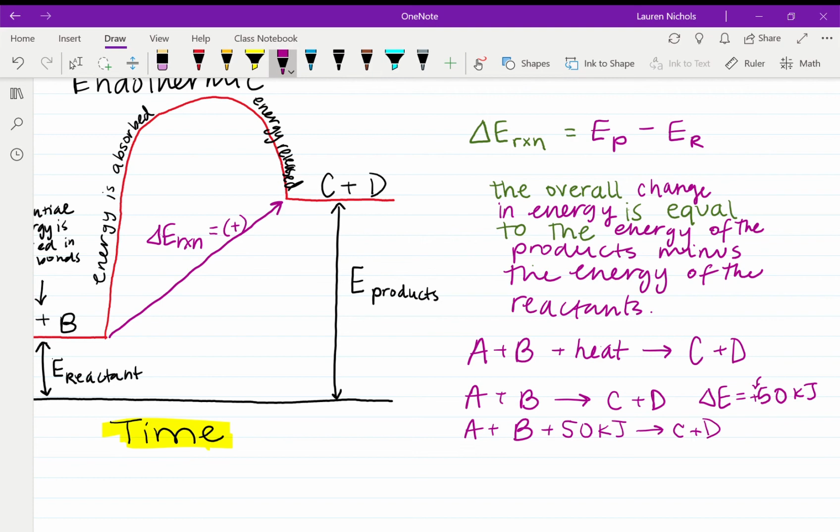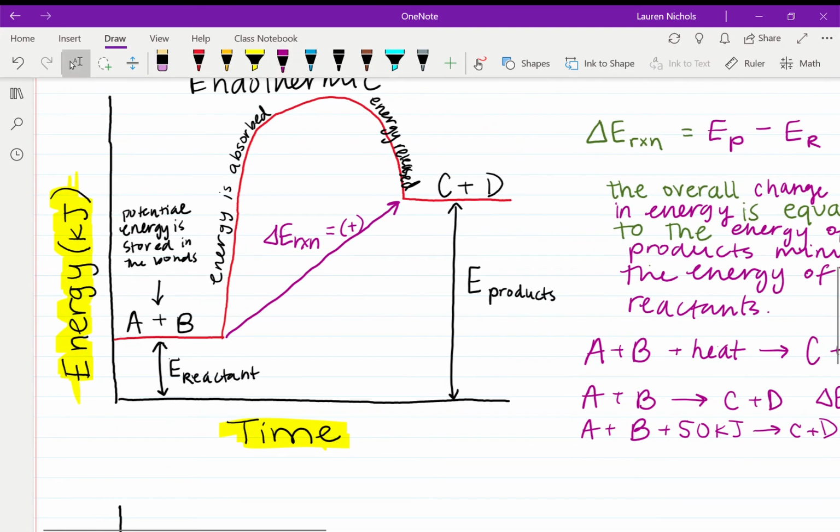And so you'll have questions where you just need to be able to read the graph and kind of explain what's going on, and maybe do some reading of the numbers to figure out, okay, how much energy is in the products, how much energy is in the reactants, calculating your delta E of reaction. Okay, so just doing some basic subtraction here.